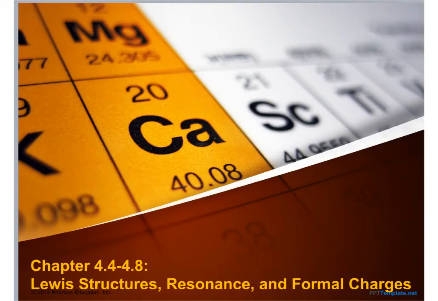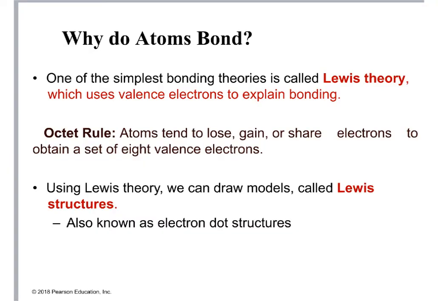This lecture will go over Lewis structures of compounds, resonance structures, and formal charges. Now that we've learned how to name ionically and covalently bonded compounds, we're going to use what's called the Lewis theory to draw abbreviated structures of them. It helps us see how two elements bond.